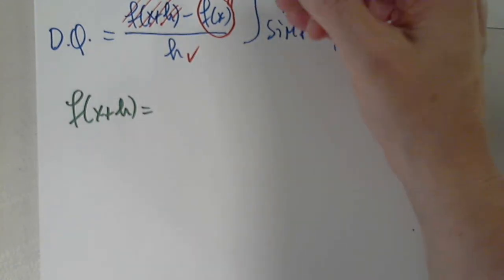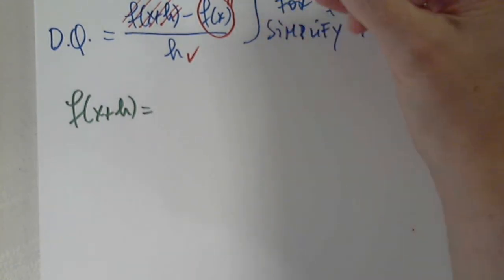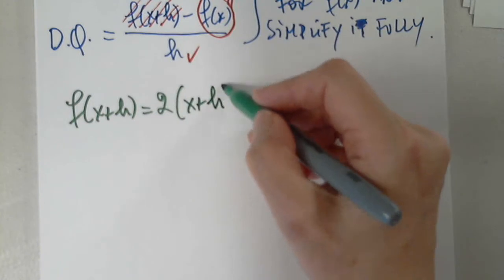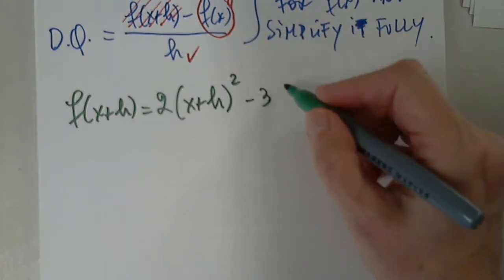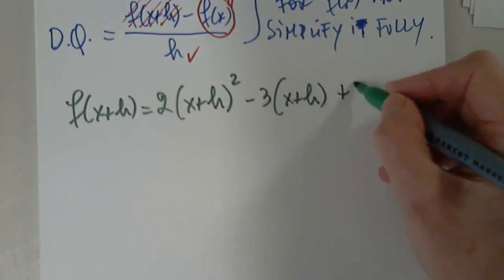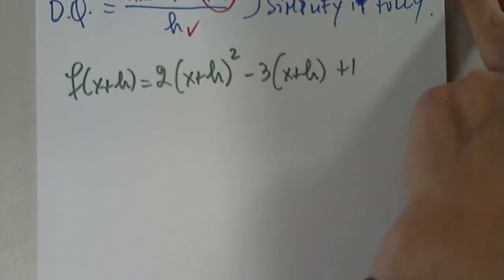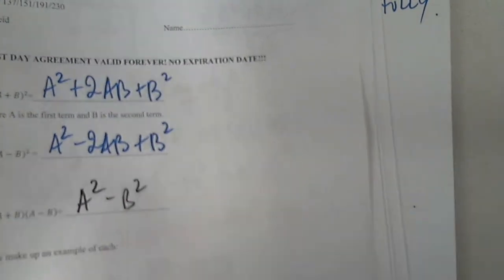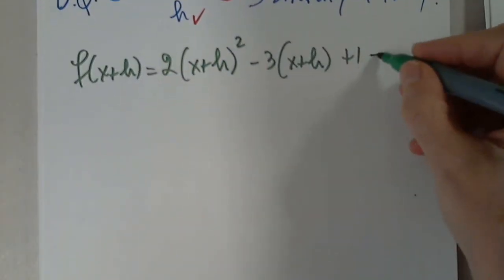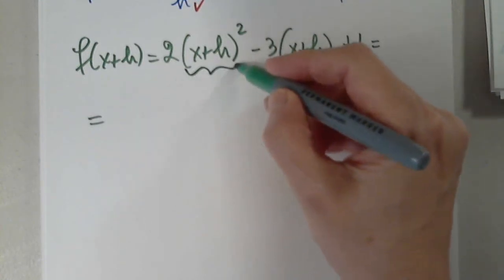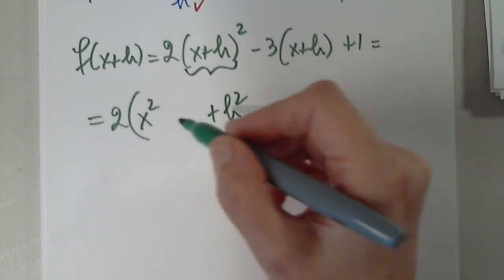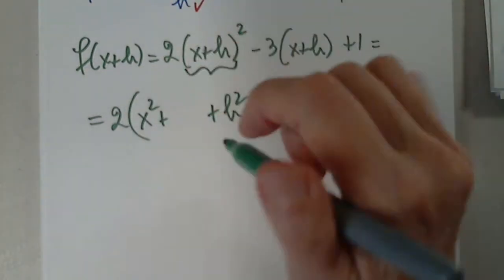Remember the pattern: 2 times whatever, minus 3 times whatever. So for the 2, the whatever is x plus h, minus 3 times whatever, plus 1. And coming back, that's why I did this and this and this. So now I have the answer to this piece. First term squared, last term squared, and the middle term is 2 times the product.